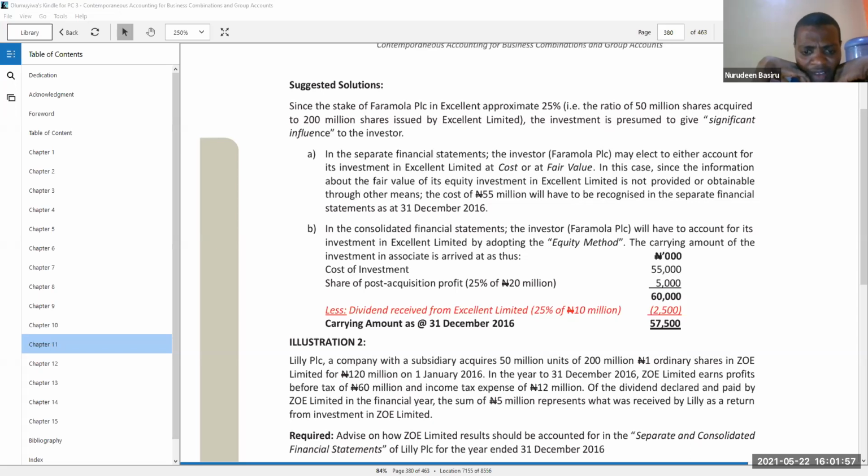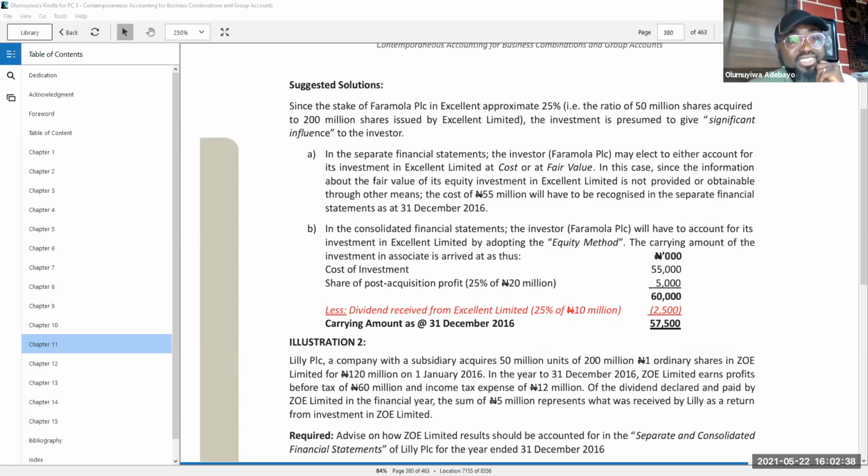And another thing, I have a concern with the requirements of this question. Lily is an investor, but the requirements stated that we should advise on how Zoe Limited results should be accounted for. Are we accounting for investees' shares or investor? Because I think it should be advised on how Lily PLC results should be accounted for. That's from my own perspective.